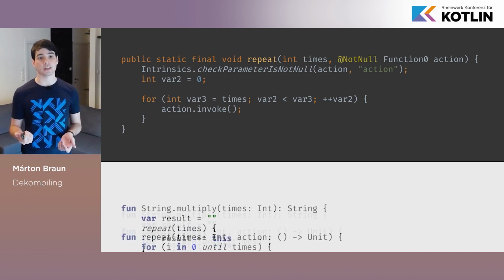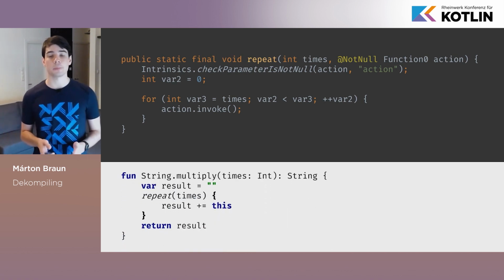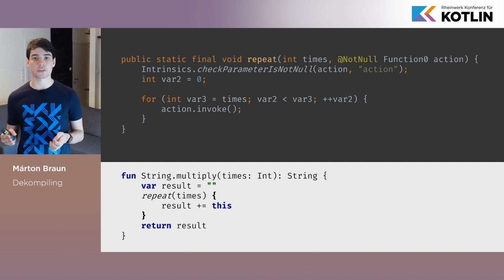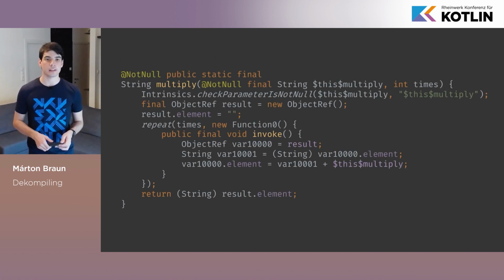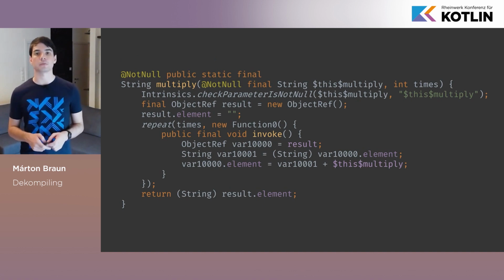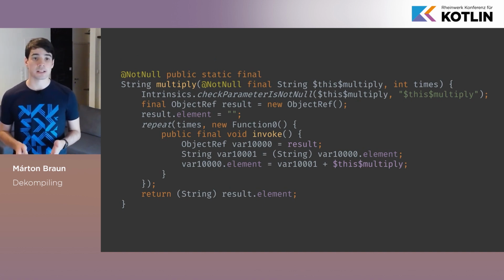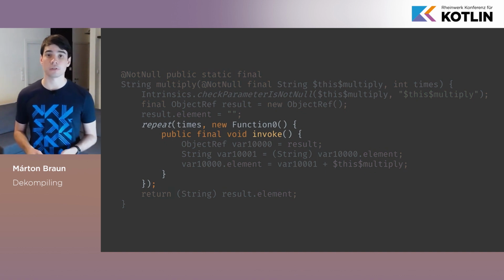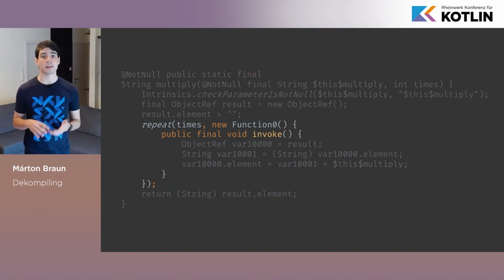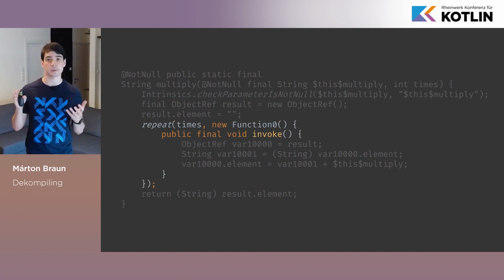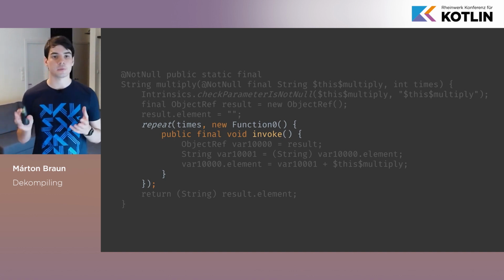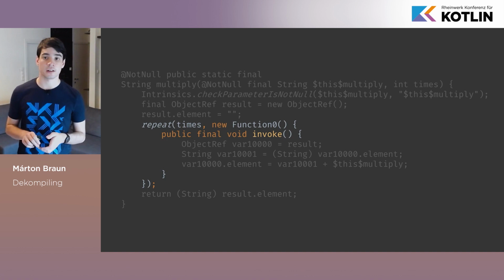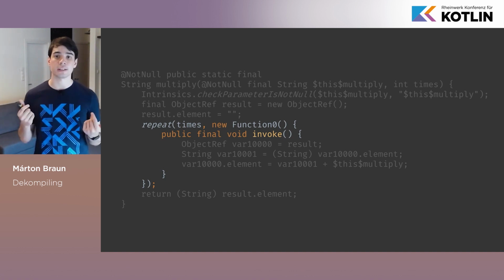Now let's go to the use site, so to the multiply function, and decompile it to see what using the repeat function and passing in this Function0 looks like in the bytecode. And if we decompile the multiply function now, we're going to see that it got very, very complicated compared to what we had in it before. There are some expected parts here. So we see the repeat function being called, an int being passed in, and then a Function0 being defined as an anonymous implementation inline here within the multiply function. And inside it, we have an invoke method being implemented, and that's what contains the code of the lambda.